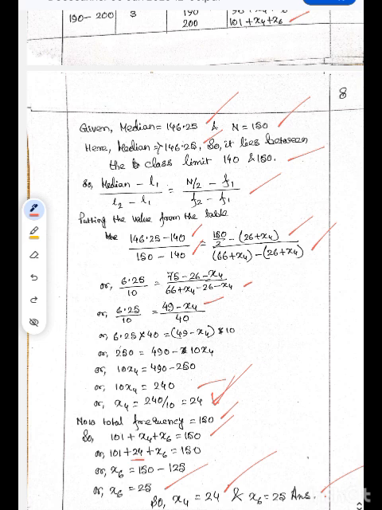Hope this is the primary or basic idea of median.